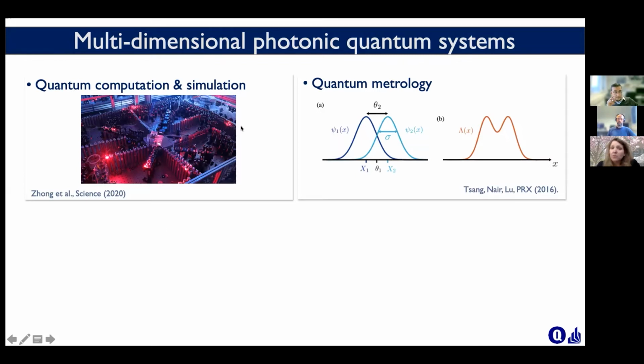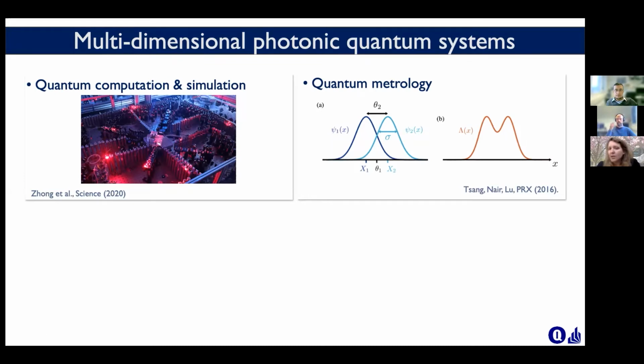And why would you want to do that? I'm coming from the field of quantum communication, quantum simulation, where one driving motivation is definitely to implement quantum computation and simulation in the photonic system. I will say a few more words in a minute. Quantum metrology, there it's probably more surprising.